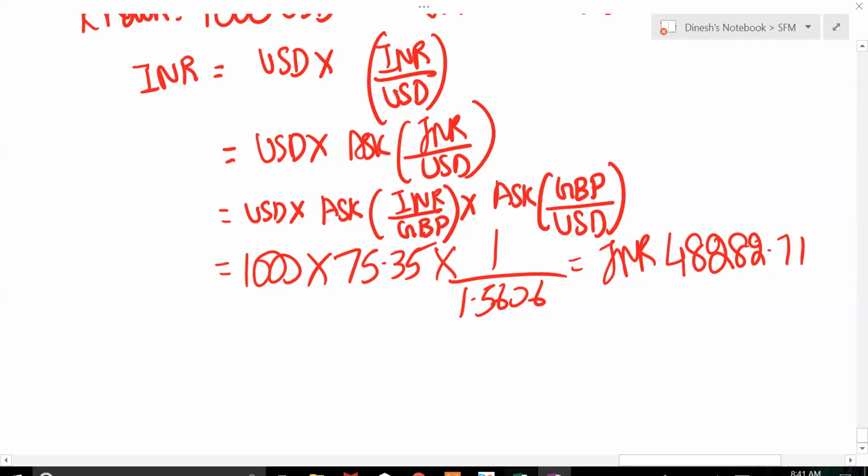Next, how much Danish kroner can be bought with $1 lakh? How much Danish kroner can be bought with 1 lakh USD? Go stage by stage, you will get to the answer. Complicate stuff, and it will become difficult.